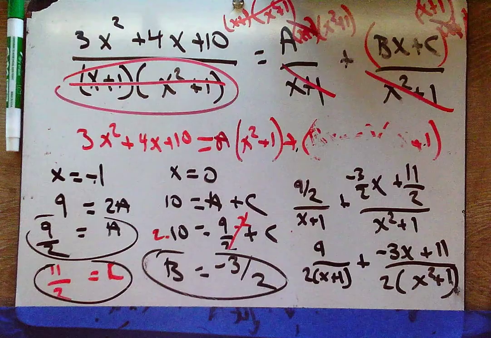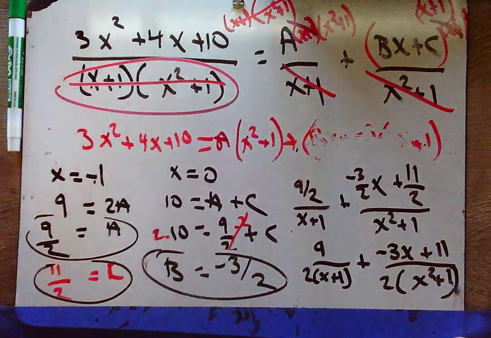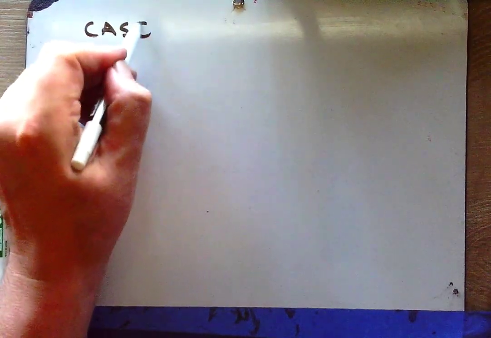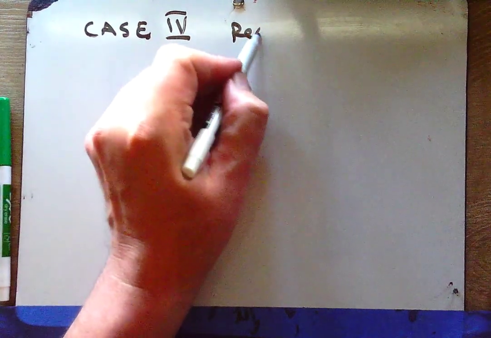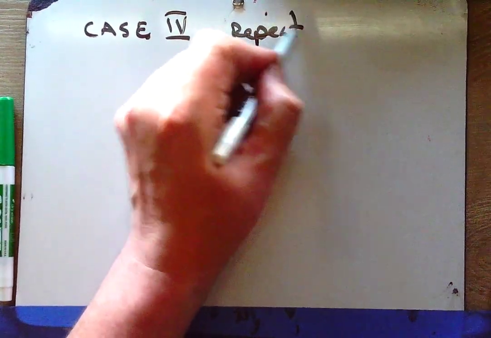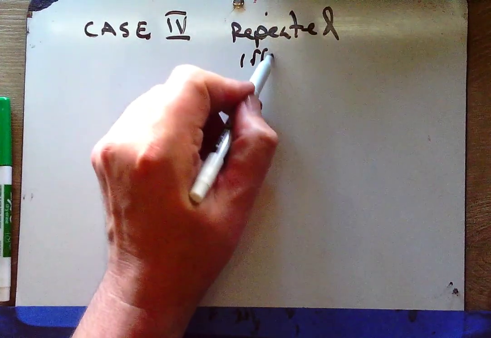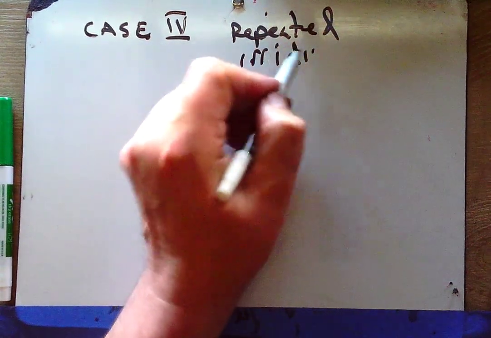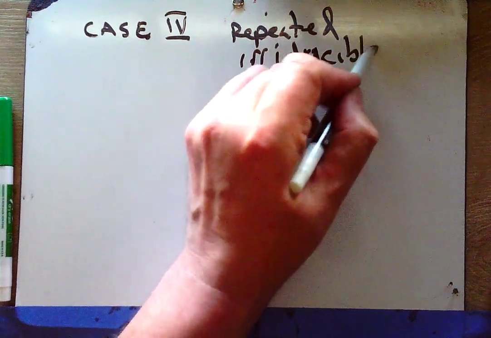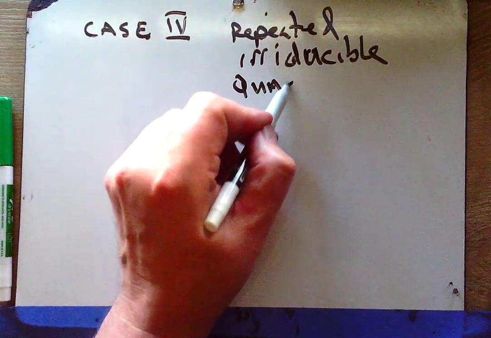All right. Well, that's case 3. And I don't plan on giving you any of those this year. No, definitely not this year. Case 4. Case 4 is repeated irreducible quadratic factors.